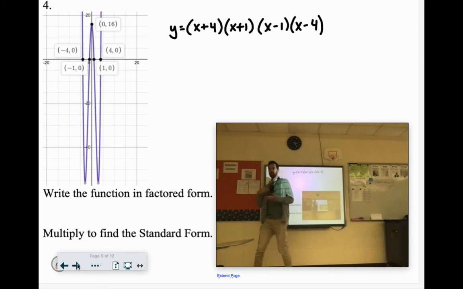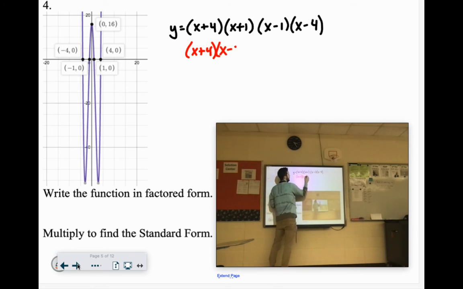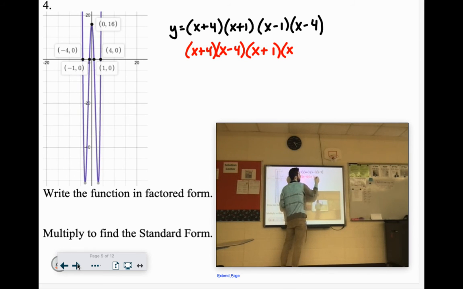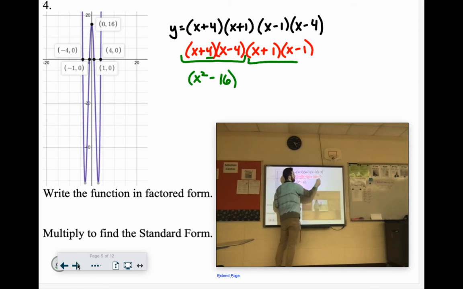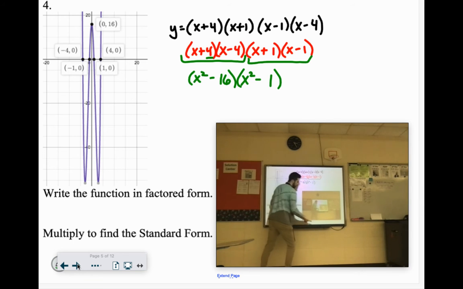Now when I'm trying to multiply it, I notice I have a plus 4 and a minus 4, so I'm going to pair those up, because that'll be a difference of squares. Same with the x plus 1, x minus 1. For x plus 4, x minus 4, you square the first term, put a minus, square the last term. Same thing with plus 1 minus 1. There we go. We FOILed both those out that quick.